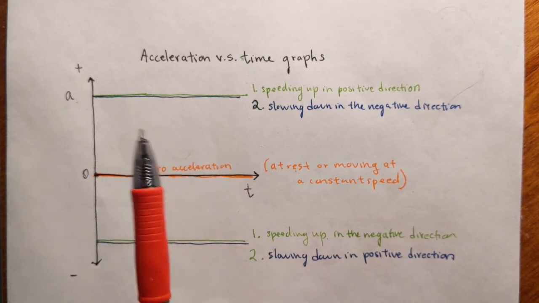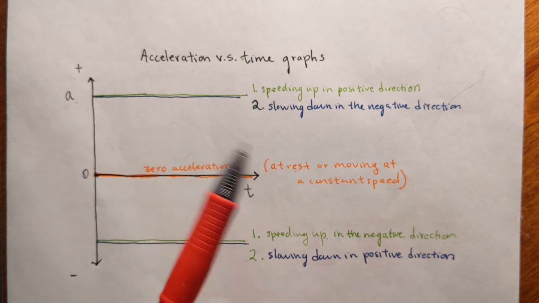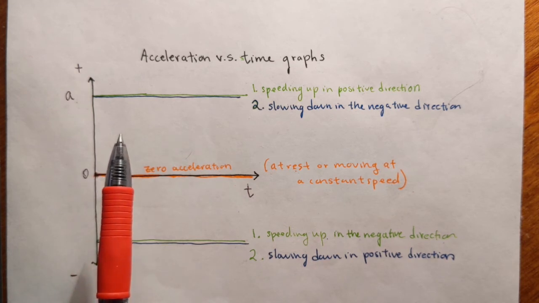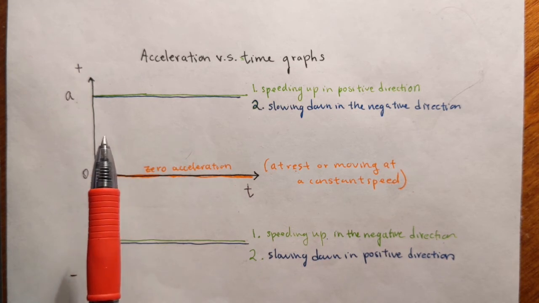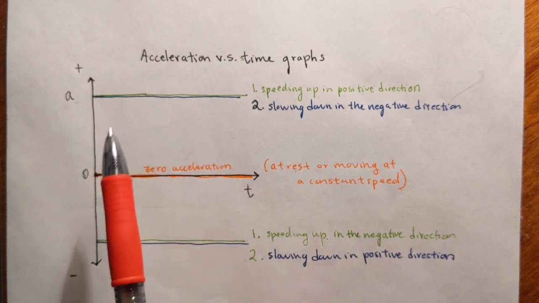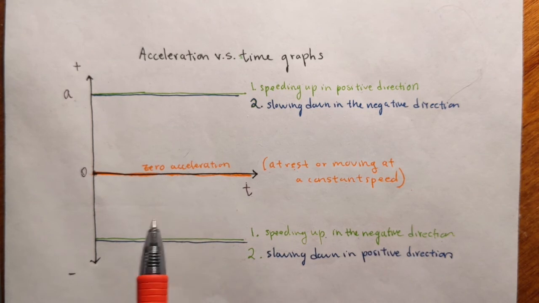So at the beginning, in which direction is the person moving? The person is moving in the positive direction. Is the person slowing down or speeding up? The person is slowing down. So at the beginning, they're moving in the positive direction and they're slowing down. Based on our previous graphs, we know that that means a negative acceleration. The person is slowing down in the positive direction.